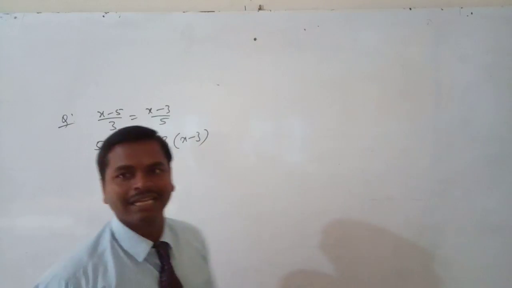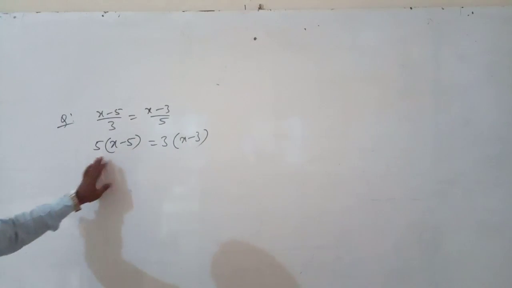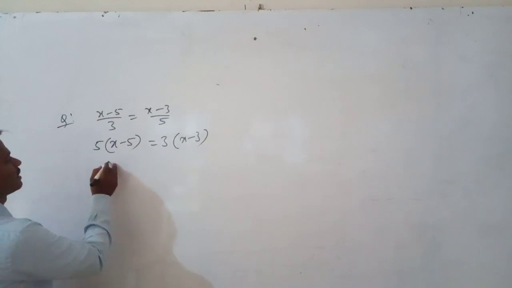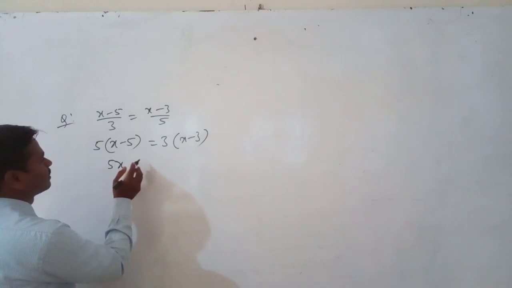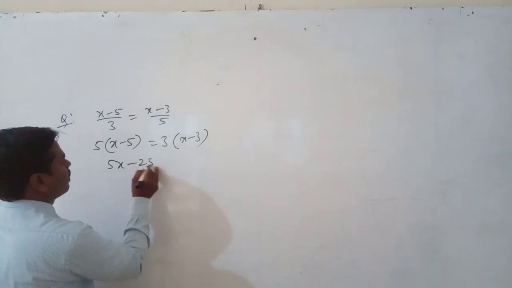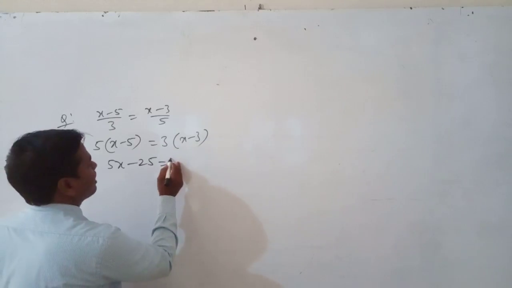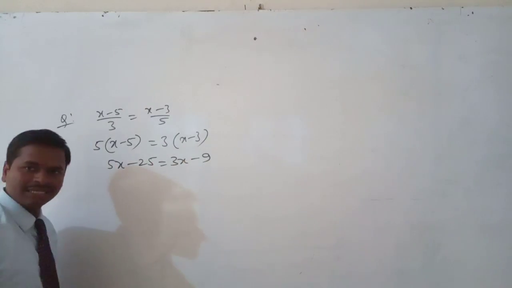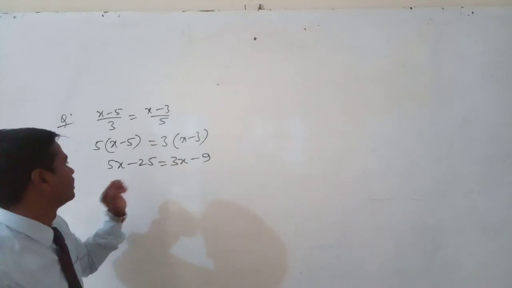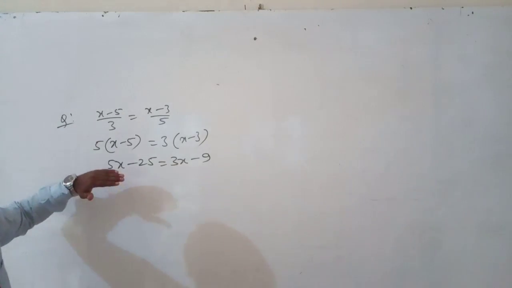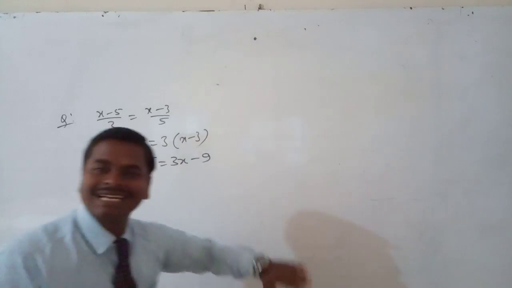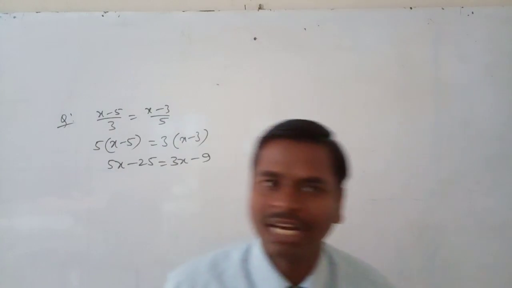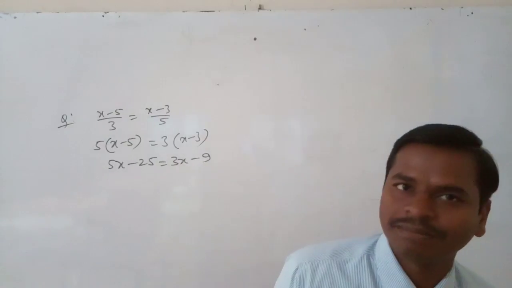What will you get here? Multiply and remove. 5 into x is 5x. 5 into 5 is 25. 3 into x is 3x. 3 threes are 9, minus 9. Now the variables are in simplest form. The denominator is removed.